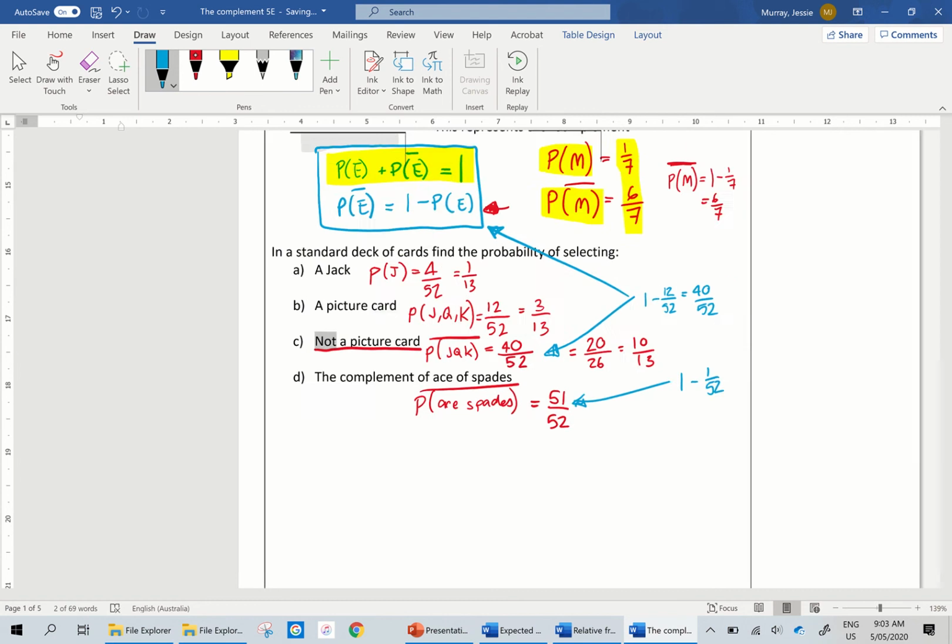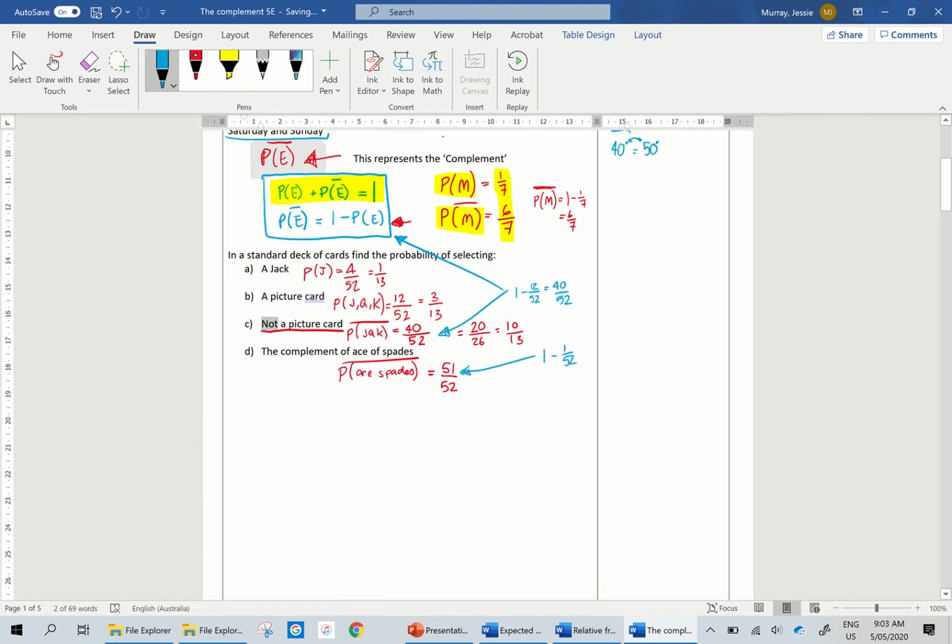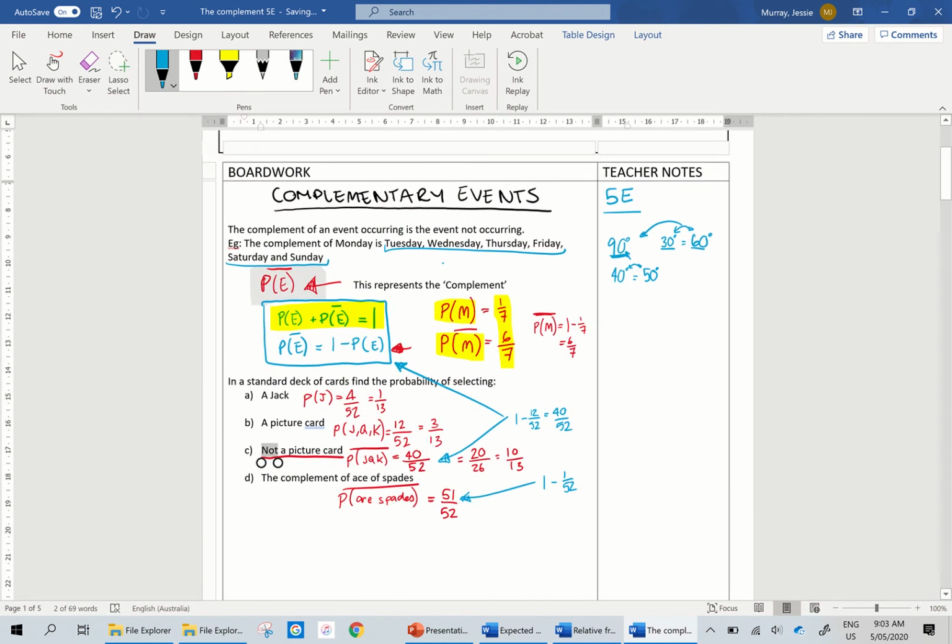Okay, so I hope that you can just understand the complement is the event not happening. Now in your exercises, they're going to say what's the complement of the following, and they might give you 30%, and you say, well, it's 70%. So it's the rest of it. Okay, you can write that on your page, the rest of it.